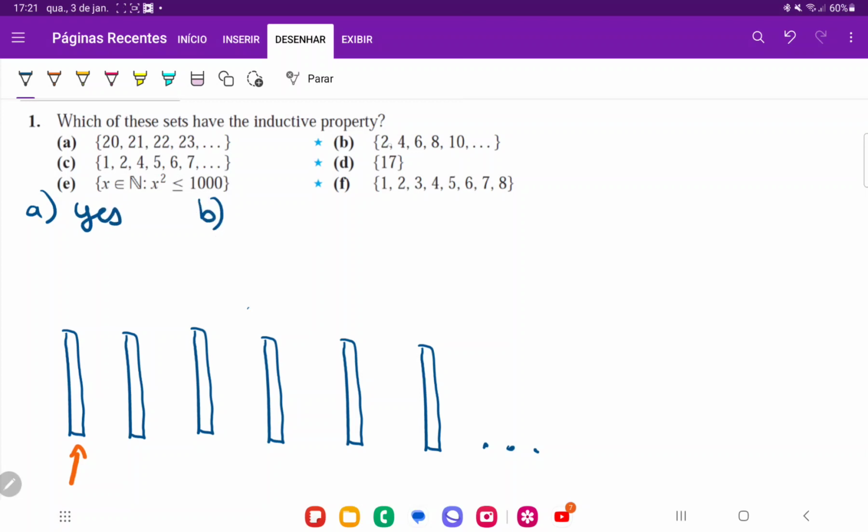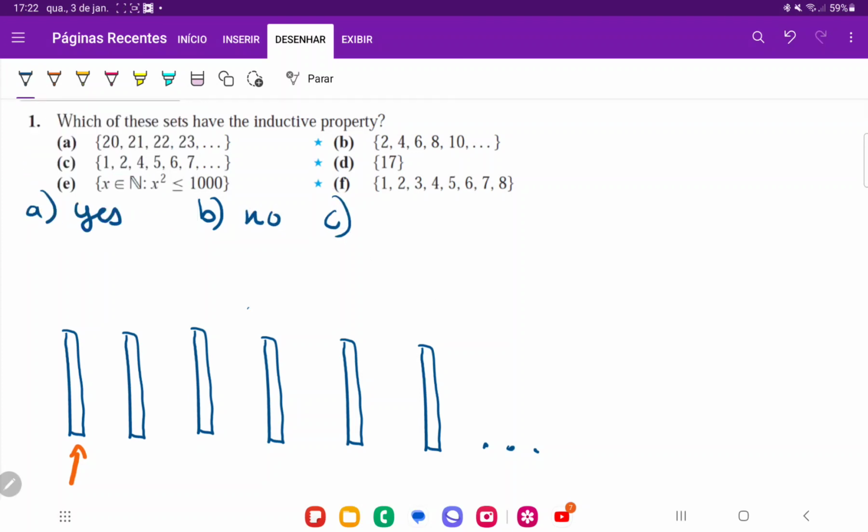For item B, we can see here that we go from 2, but then it's missing 3, right? It goes from 2 to 4, from 4 to 6, and so on and so forth. So you're going to begin here at 2, but you can see that 2 can't access the next domino. So even if you topple 2, it won't reach the one that's in 4, right? So you break this idea of continuity that every single domino will topple over the next one. And this effect means that every single possible domino will be toppled over. So if you're missing an element, you break this effect. And therefore, it does not have the inductive property. So we're going to say no.